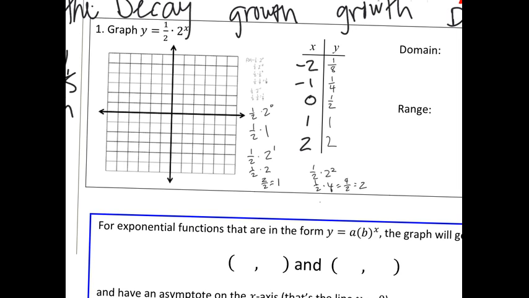So obviously I'm not going to graph with either of those two. I'm just going to start at 0 and go forward. So 0, 1/2. Okay. 1, 1. And then 2, 2. Okay. And even if I put in 3, 1/2 times 2 to the third power, 1/2 times 8, that would equal 4. So then even if I went to 3, 4. Okay. And we can kind of see it curving.